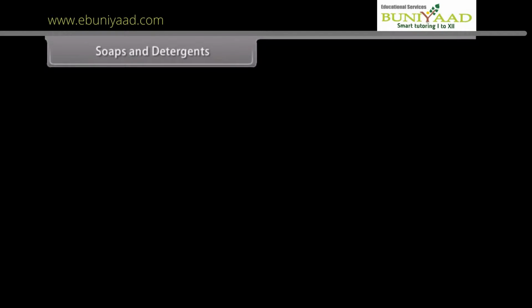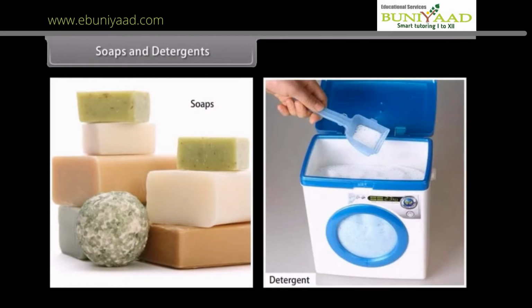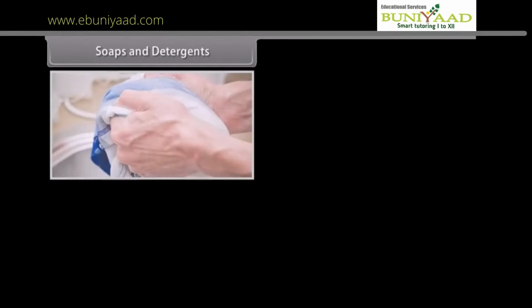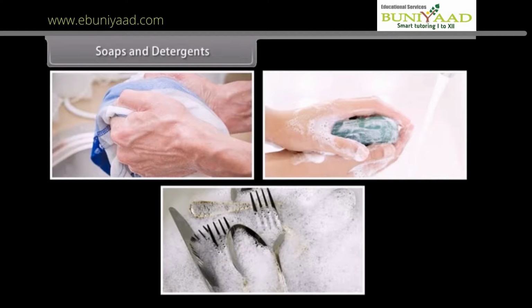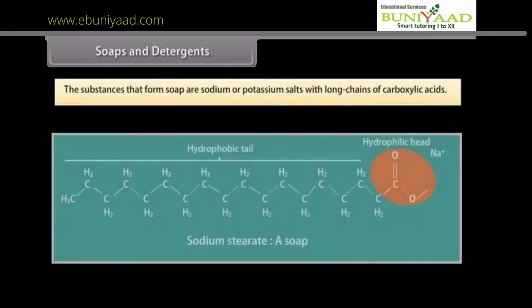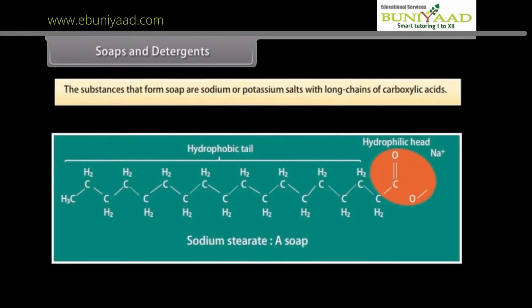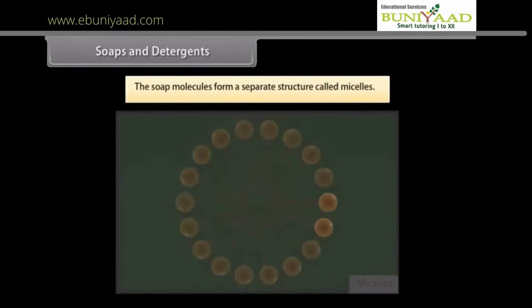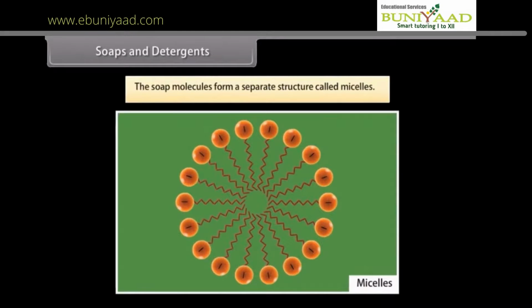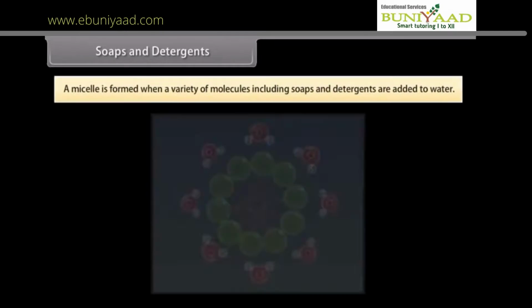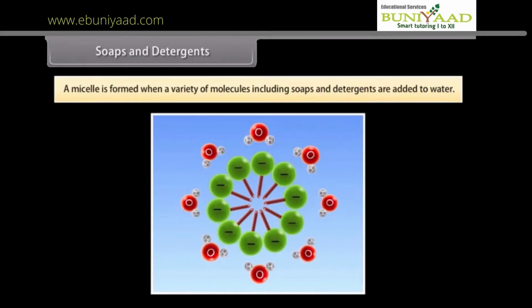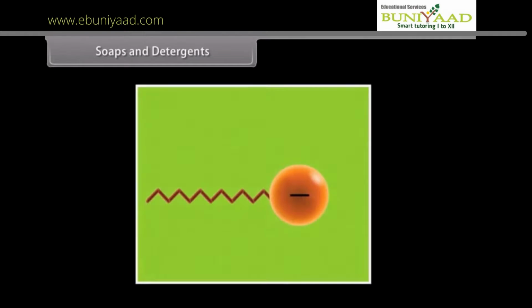Soaps and detergents. Soaps and detergents are used in our daily life to wash clothes, clean hands, clean utensils, etc. The substances that form soap are sodium or potassium salts with long chains of carboxylic acids. The soap molecules form a separate structure called micelles. A micelle is formed when a variety of molecules, including soaps and detergents, are added to water. These molecules must have a strong polar head and a nonpolar hydrocarbon chain tail.